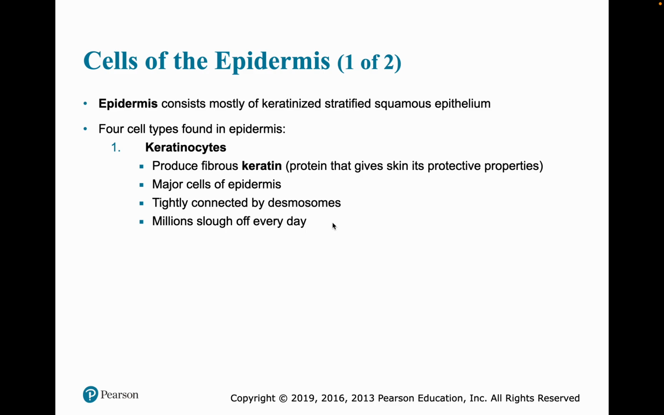They are tightly connected to one another by a junction known as a desmosome that we saw a few weeks ago when we talked about cell-cell junctions. But we lose about 40 million of these per hour, so we lose millions of cells a day off the surface of our skin, although they are dead cells by the time they get to that point.